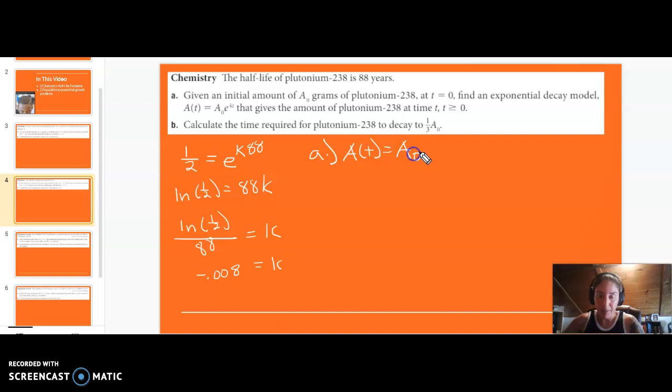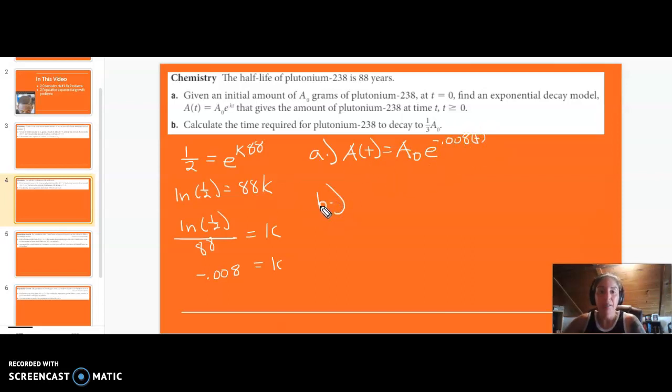A of t equals A naught, which is just saying give me some initial amount, times e to the k, which is negative 0.008 t. So what this is saying is that give me some amount of plutonium, and if you stick it into this equation and you tell me how many years, I will tell you how much plutonium will be left over whatever particular amount of time you give me, because we're decaying.